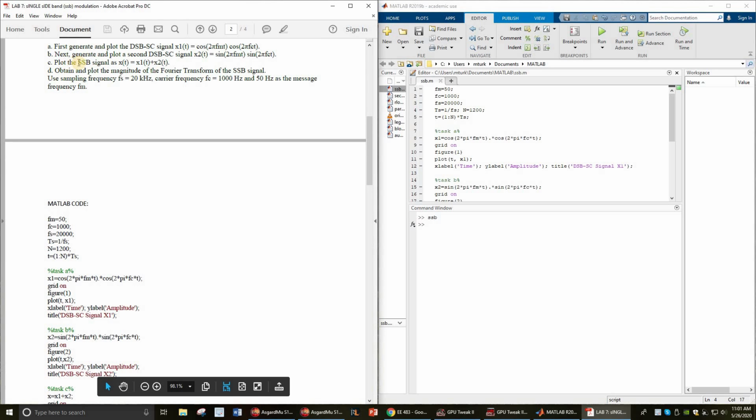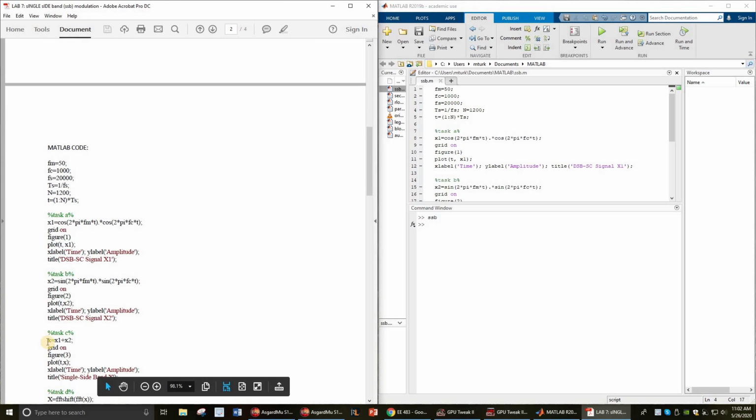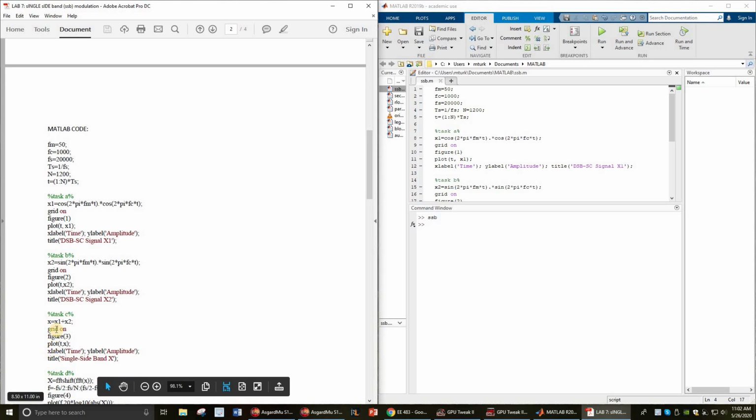Now task C asks us to plot the single sideband signal, which is just the addition of what we did in task A and B. And as you can see here, it's fairly simple. You just do x1 and x2, and it takes these two values right here, and then it will plot that as x, which we have here, x equals.